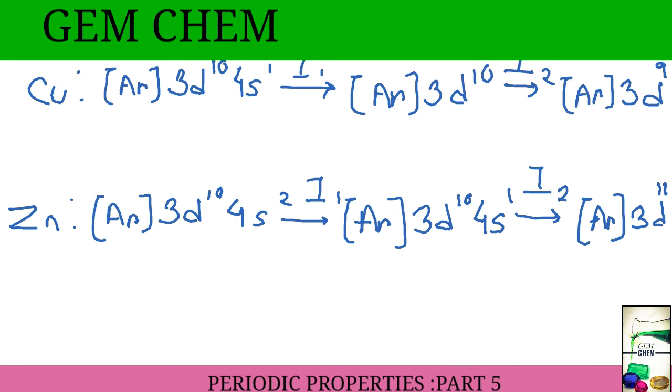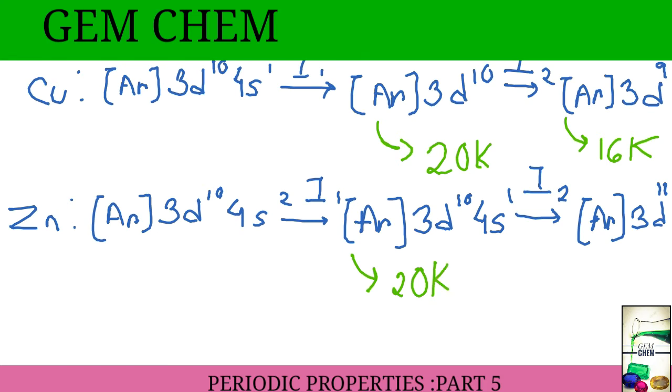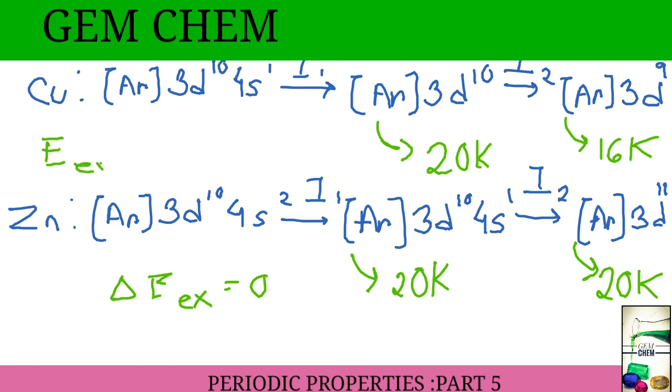So we calculate the exchange energy also. For this, the exchange energy comes to be near about 20K, and for this it is 16K. And again for this it is 20K, whereas for this it is also 20K. So there is no net change in exchange energy for the zinc case, and here there is a change in exchange energy of about 4K. So we see the fully filled d10 configuration is lost for copper, and the net change in exchange energy is 4K, and the fully filled d10 configuration is retained for zinc, with no net change in exchange energy. So this is the explanation for the anomaly present here.